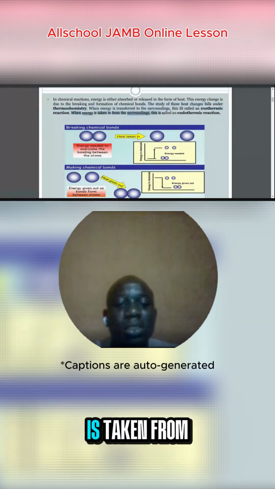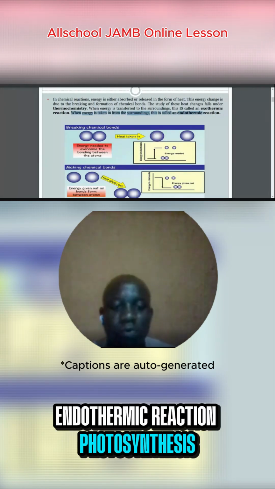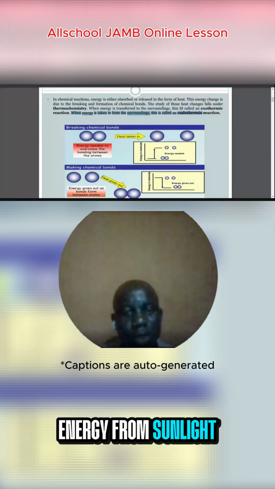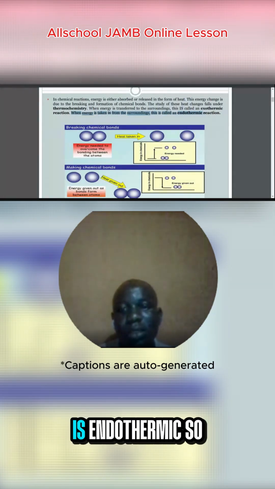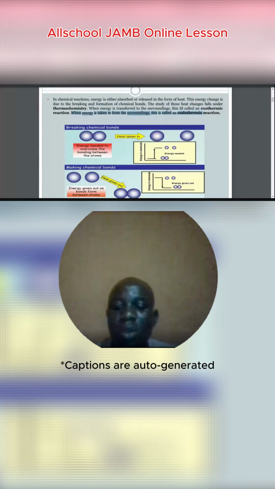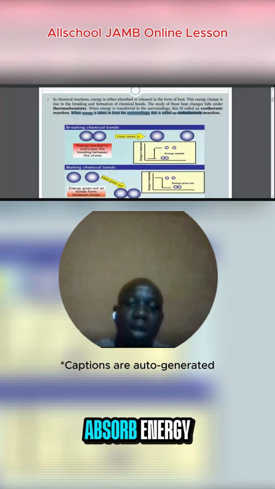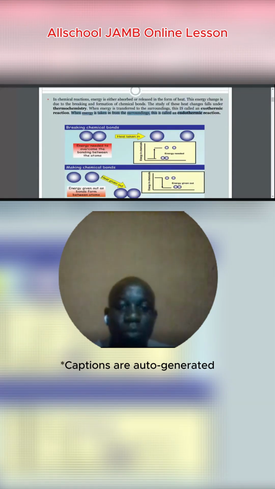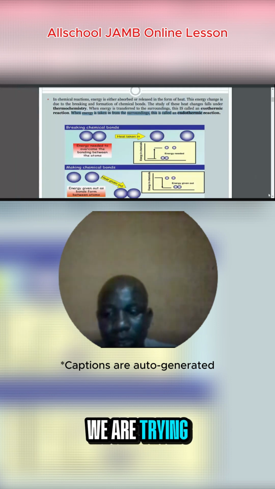And when energy is taken from the surrounding, we call it an endothermic reaction. Photosynthesis, we take energy from sunlight. That's endothermic. So in endothermic, we take energy from the surrounding. That means the reaction will absorb energy. But in exothermic, the reaction will release energy. So that is what we're trying to show you.